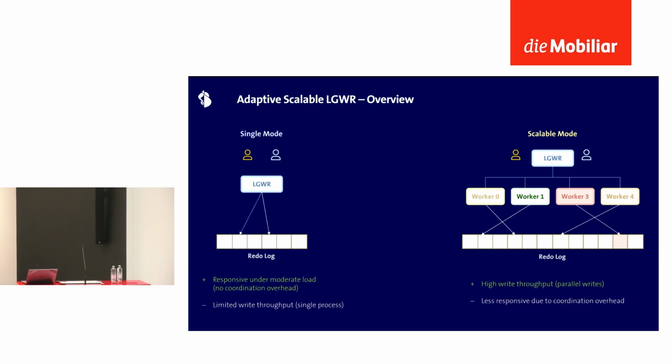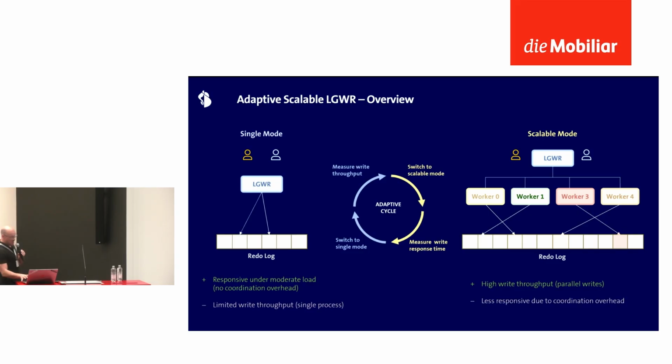And coordination in computing terms is always expensive because you have log writer, and log writer needs to coordinate writes between multiple worker processes. And now what Oracle did is similar to the adaptive log file sync mechanism. It added a dynamic. And the way, high-level summary, the way it goes is at runtime, Oracle starts in single mode with a single log writer. It keeps on measuring the write throughput. And if the write throughput reaches a certain threshold, it switches to scalable mode.